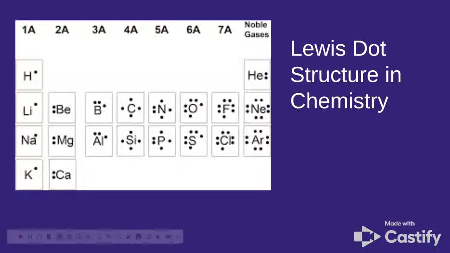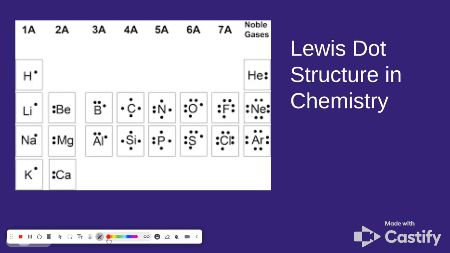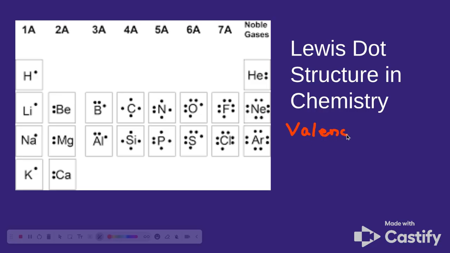Okay, here's our video today on Lewis dot structures in chemistry. And all they are is diagrams, as you can see in the picture. They're diagrams that show the valence electrons. What are valence electrons? Well, valence electrons are, for the most part, the electrons in the last shell.